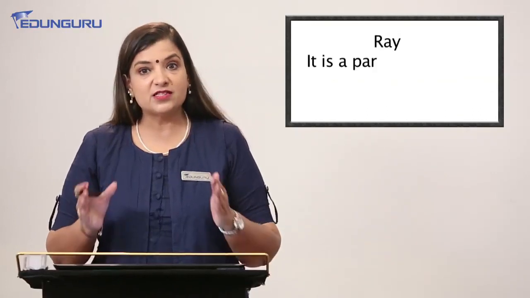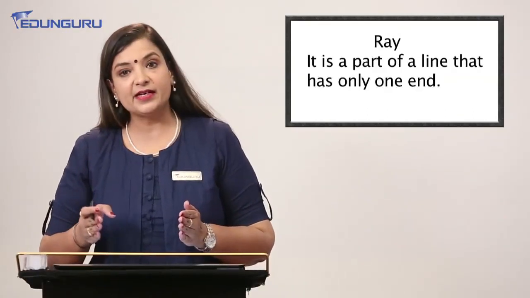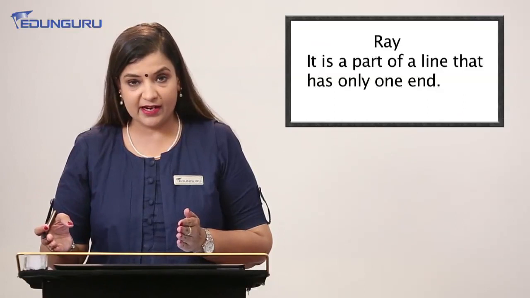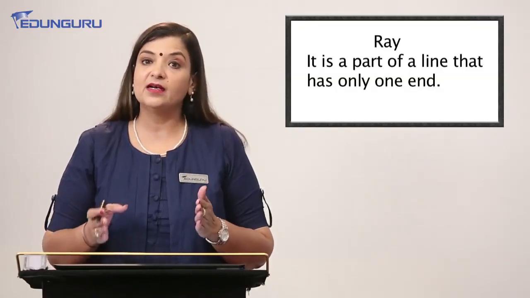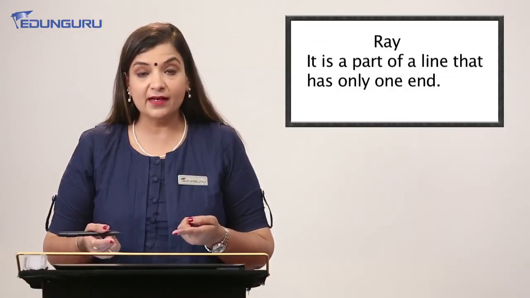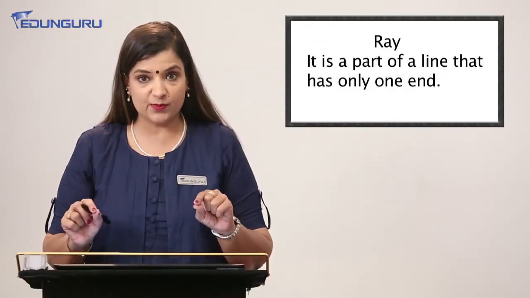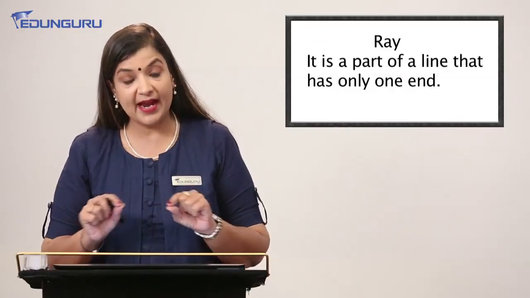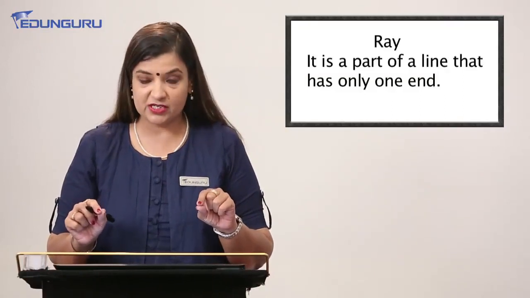A ray has one fixed point and it can extend in the other direction endlessly, and a line segment has two fixed points. And what is a line? A line has no fixed point. It extends endlessly in both directions.